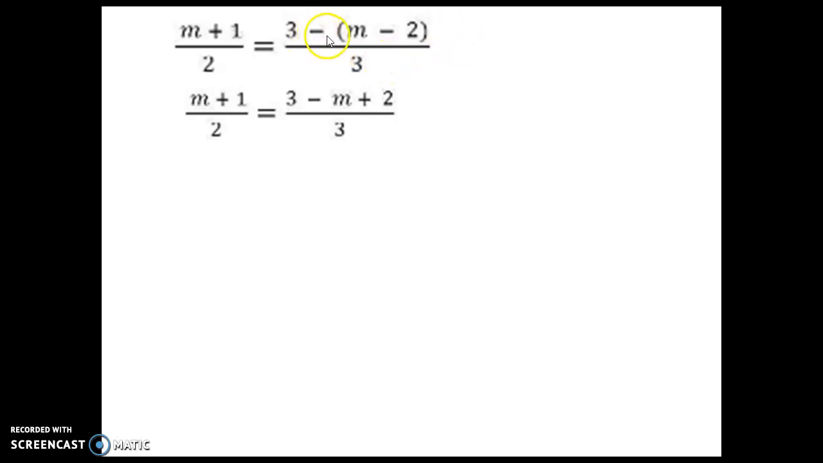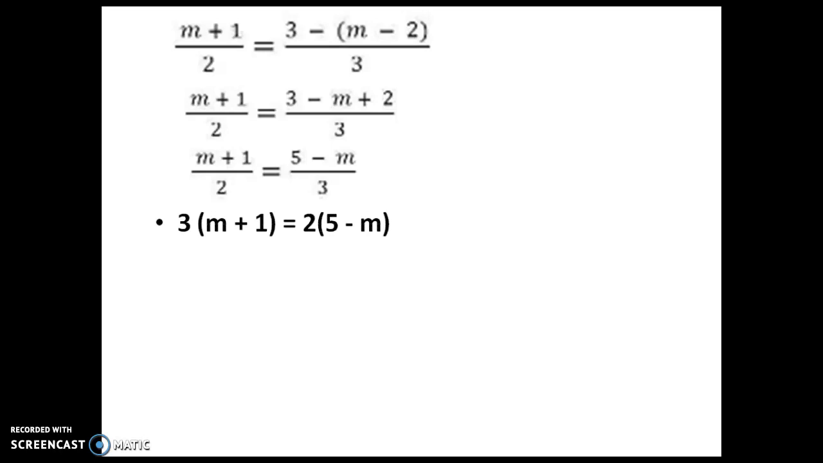So here minus is there outside. So removing the bracket, this minus will be multiplied inside. So minus 1 into m is minus m. Minus into minus is plus, so you will get plus 2 here. Then it will become 5 minus m by 3.